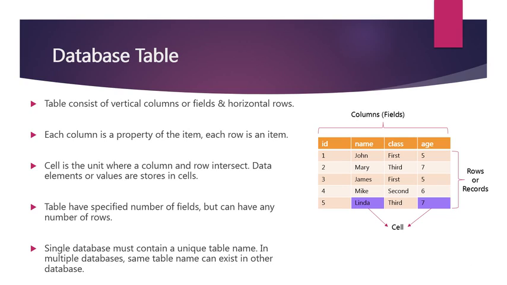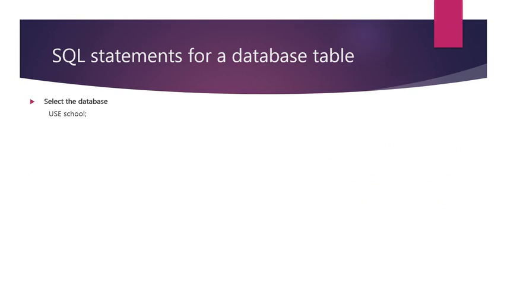A single database must contain a unique table name, while in multiple databases, the same table name can exist in another database. To start working on tables, we must first select the existing database, and the SQL statement to select an existing database is use school. Here school is the database name we will create. The SQL statement to display the existing tables inside the selected database is show tables. This SQL statement will return all the existing tables inside the selected database.